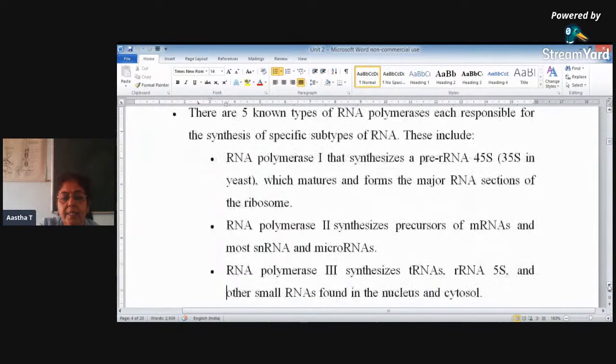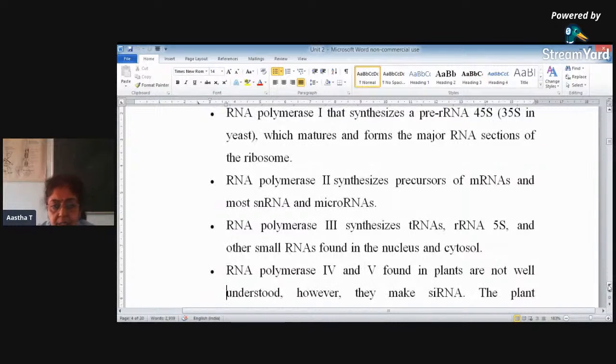Small nuclear RNAs and micro RNAs, they are involved in their synthesis. RNA polymerase 3 will synthesize tRNA, the smaller part of the rRNA that is 5S, and other still smaller RNAs which are present in the nucleus or cytoplasm. RNA polymerase 4 and 5 are found in plants, and their role is not yet very clear, but it is believed to be involved in making siRNA.